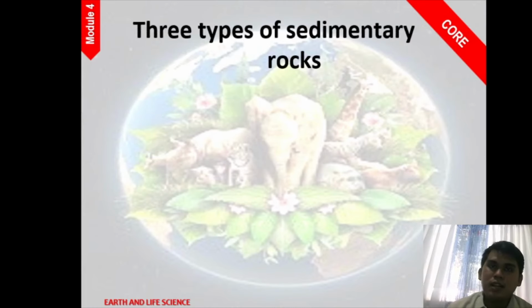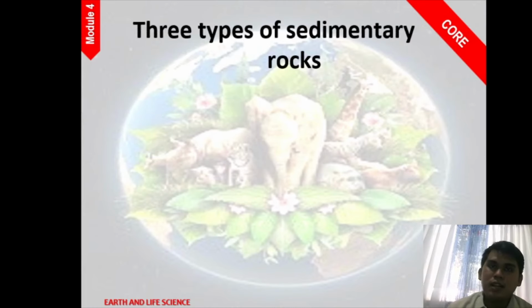First one, clastic sedimentary rock. They are formed from accumulation of clasts. These are the little pieces of broken rocks and shells. Examples are conglomerate, breccia, sandstone, and shale. This is a type of a clastic sedimentary rock.